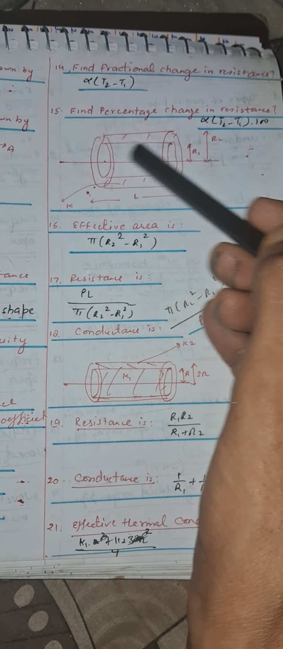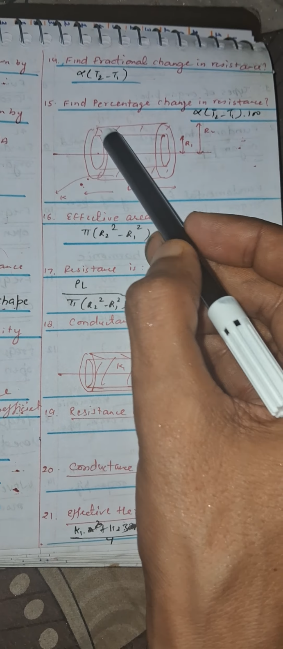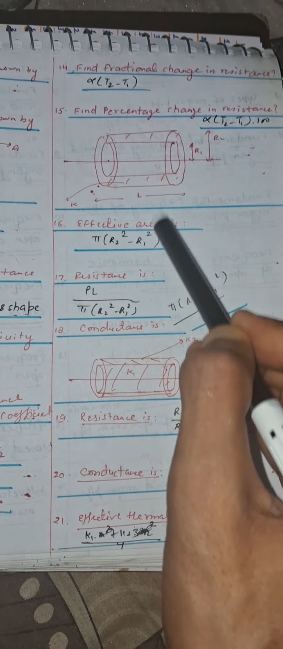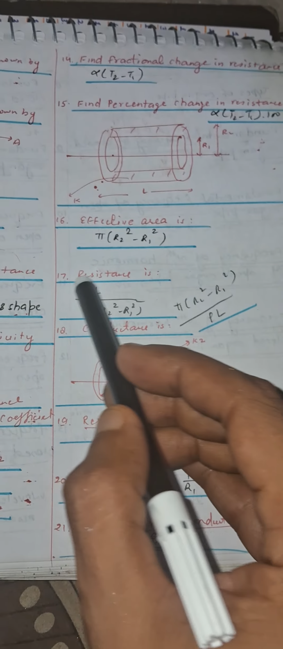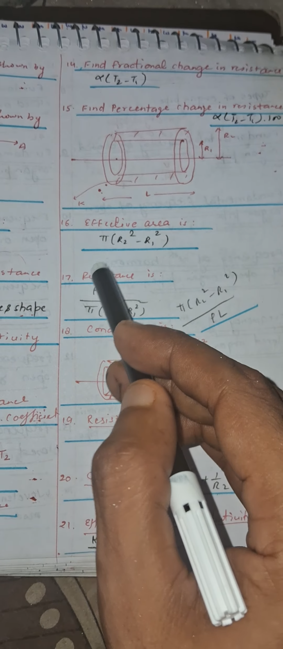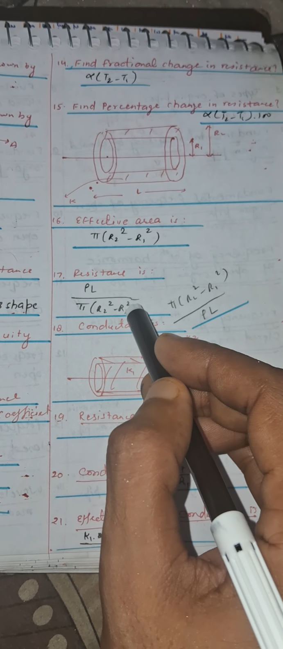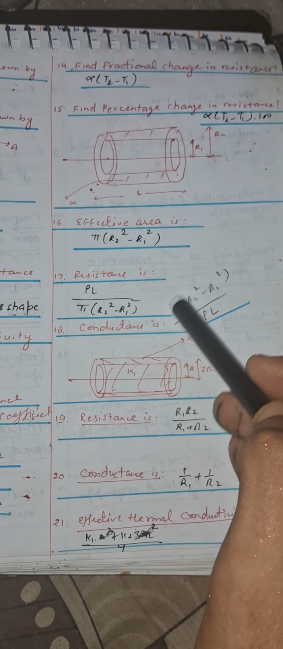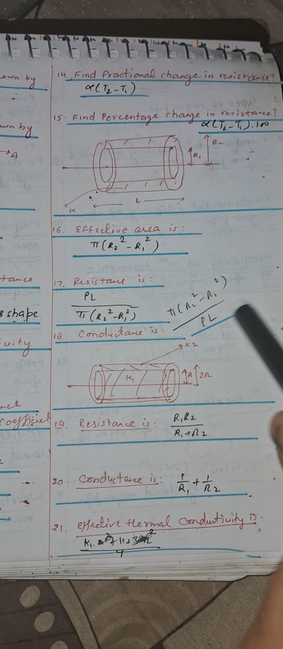Now we are given a cylindrical shell having radii R1 and R2. We need to find the effective area. We can see that current will pass only through this section. So the effective area here will be pi into (R2 square minus R1 square). Next, we need to find the resistance of this setup. Resistance will be rho L upon pi (R2 square minus R1 square). Then is conductance. Conductance is the inverse of resistance, so just invert this term. We'll have pi (R2 square minus R1 square) by rho L.